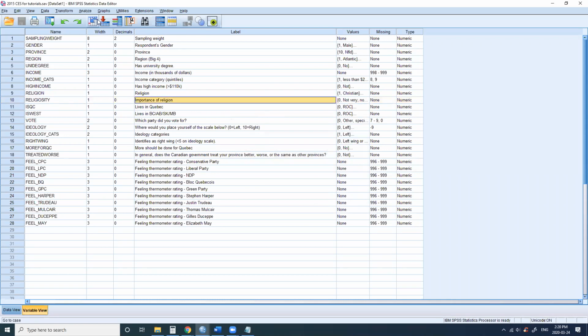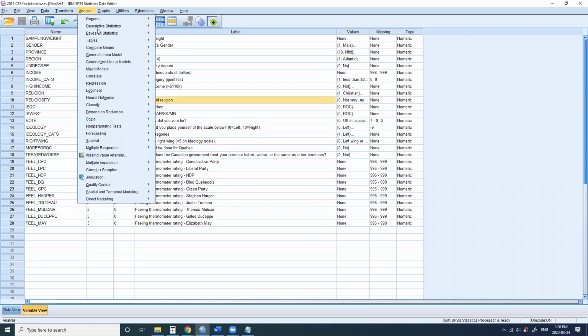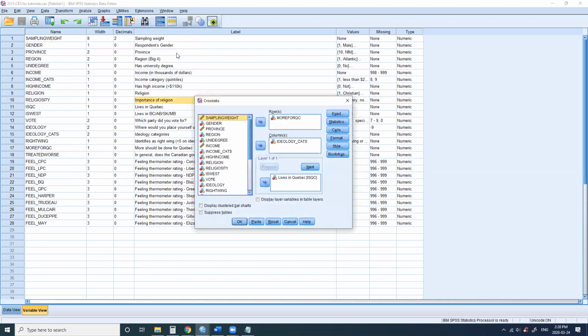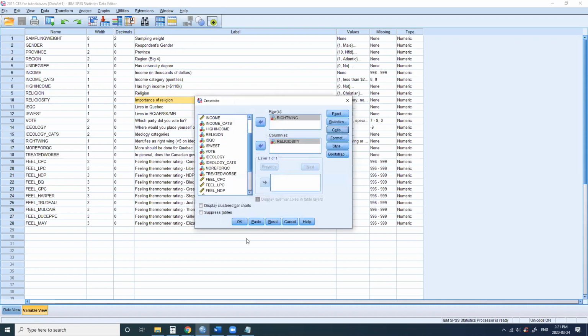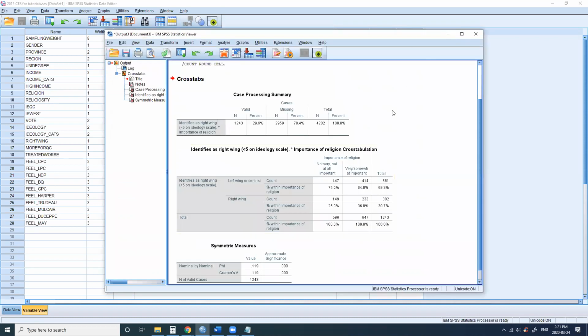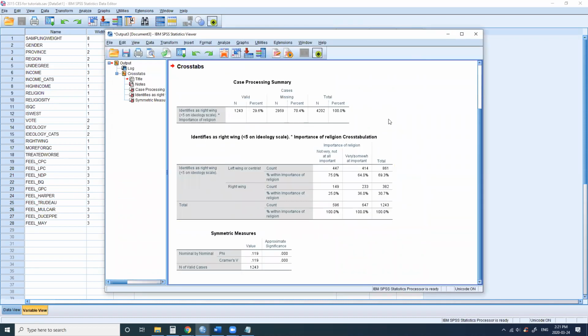So let's do a bivariate crosstab. So we'll go to Analyze, Descriptive Statistics, Crosstabs. And you can see the last practice problem I did there. So our dependent variable is right-wing. We'll put that in the rows. And our independent variable is religiosity. So we'll put that in the columns. And as usual, we want to go to cells and select column percentages. So if you press OK, it'll run the crosstab for you.